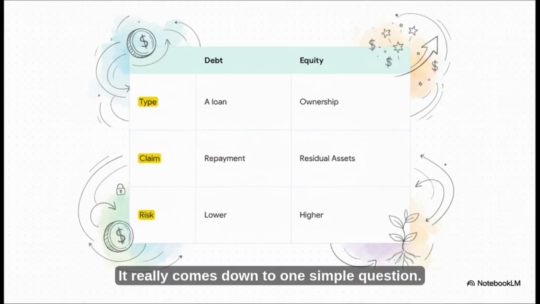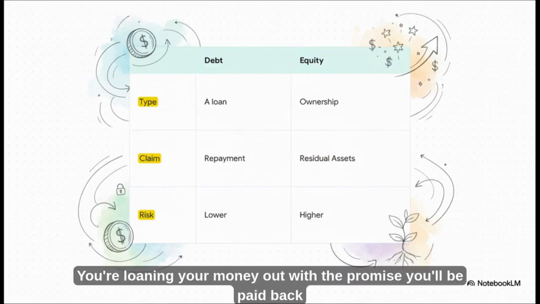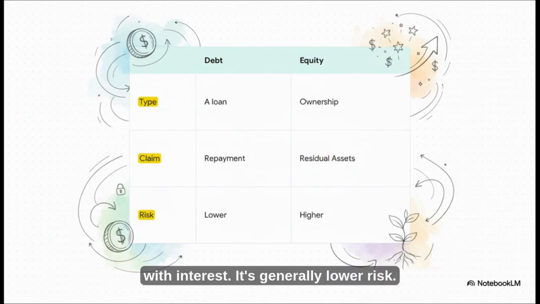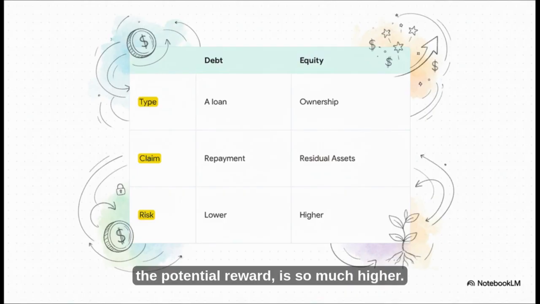It really comes down to one simple question. Are you a lender or are you an owner? When you buy a debt security, like a bond, you're a lender. You're loaning your money out with the promise you'll be paid back with interest. It's generally lower risk. But when you buy an equity security, like a stock, you're becoming an owner. You're buying a little slice of a company. Now, that's definitely riskier, but the potential upside, the potential reward, is so much higher.